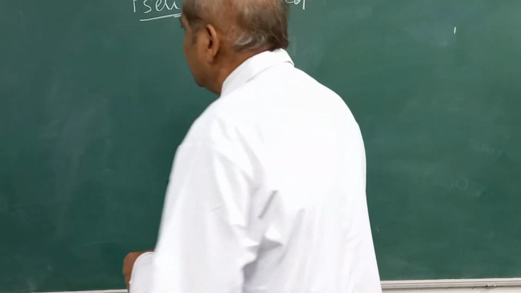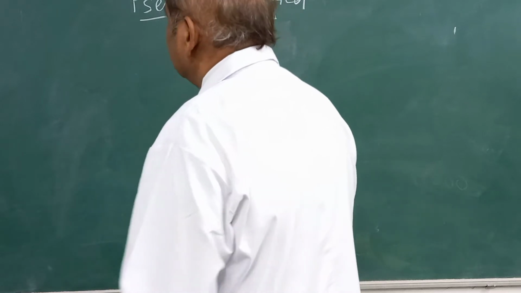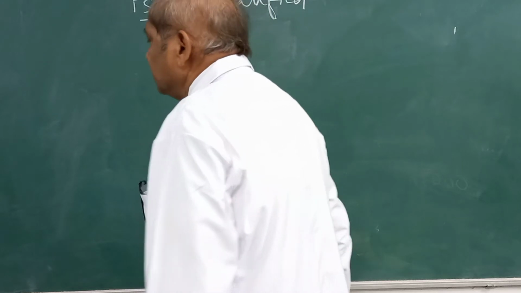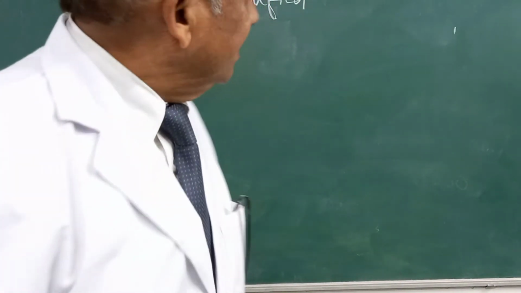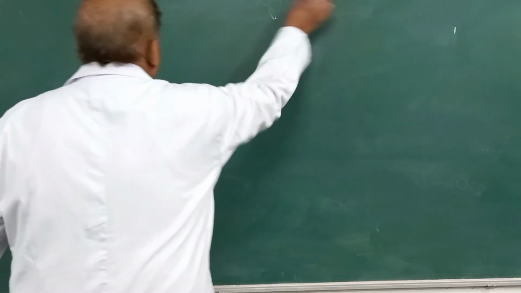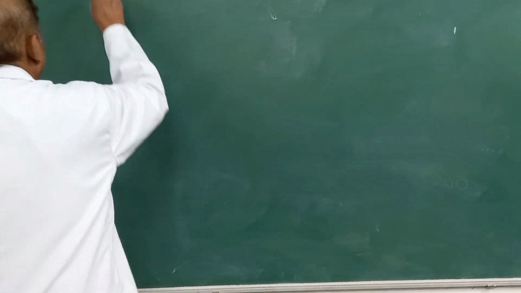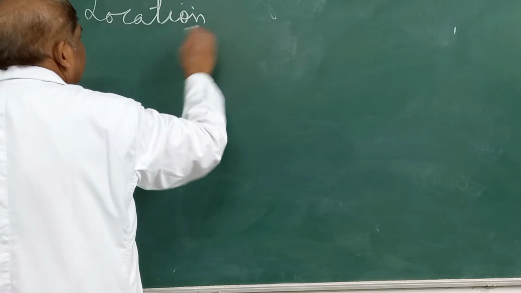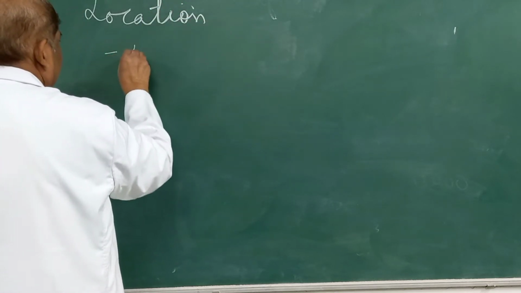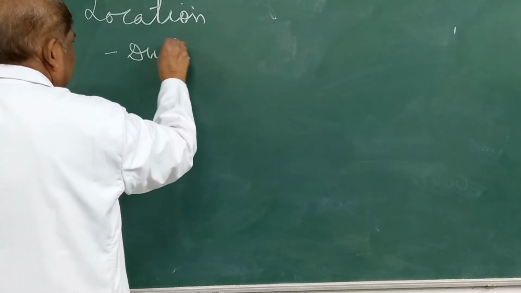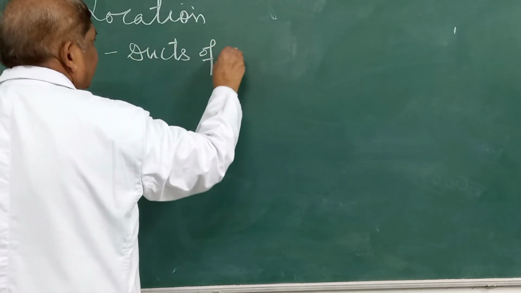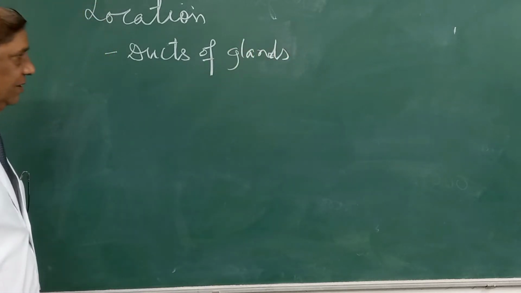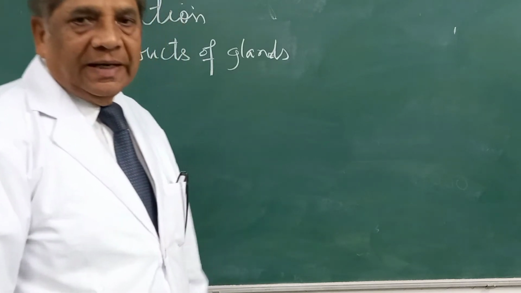For the pseudostratified epithelium, let us see the sites where it is found, its location. Let us first just talk of the location. If you see the location of the pseudostratified epithelium, this may be in the ducts of the exocrine glands, the ducts of which are secreting the secretions. It may be in the ducts of the exocrine gland.